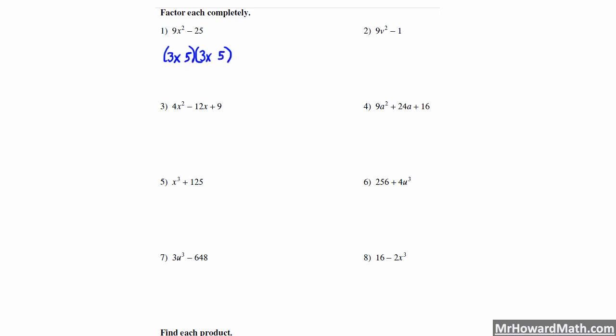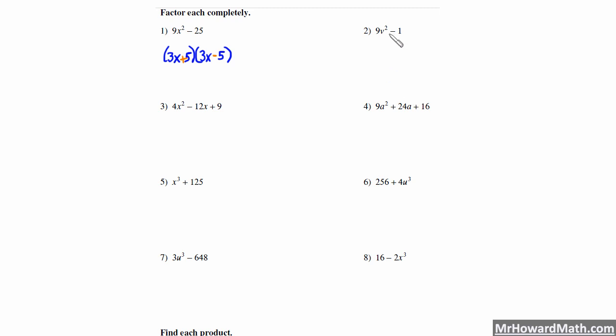And then I'm going to change the color because it's kind of getting squished together there. We're going to add them in one parentheses and subtract them in the other. Okay? That's all there is to it. Okay, so that's a little hard to see, but it's 3x plus 5, 3x minus 5. Okay? Alright, let's look at this next one.